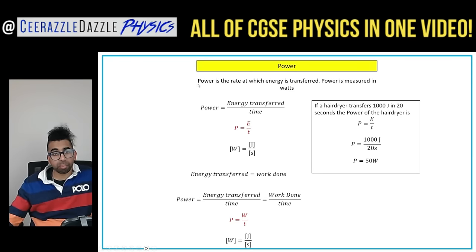Right, power. Power is the rate at which energy is transferred. Power is measured in watts. So we have the following formula. Power is equal to energy transferred divided by time taken. P is equal to E divided by T. Power is measured in watts, energy is in joules, time is in seconds. And here's an example. If a hairdryer transfers 1,000 joules in 20 seconds, the power of the hairdryer is going to be 1,000 divided by 20. It's going to be 50 watts.